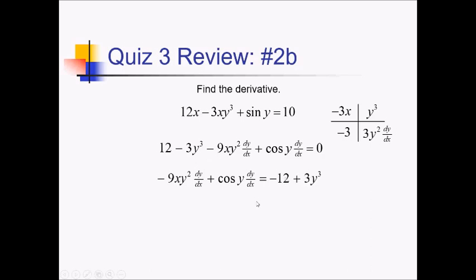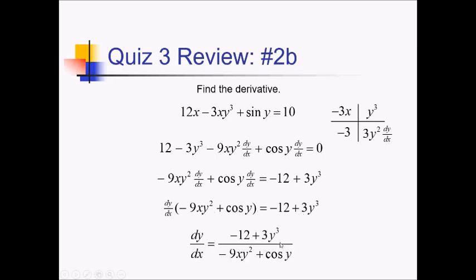Now back on the left, I can take out a dy over dx. That leaves me with negative 9x squared plus cosine of y inside that parentheses. Now I'll divide by the stuff in the parentheses to get it over on the right side. And this is going to be my final dy over dx answer over here.